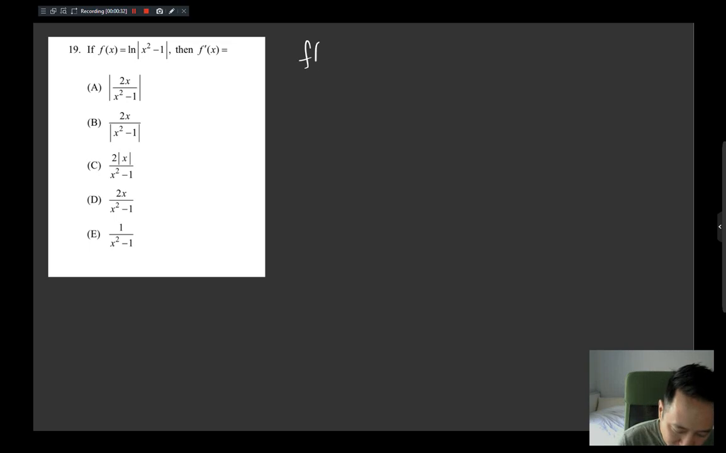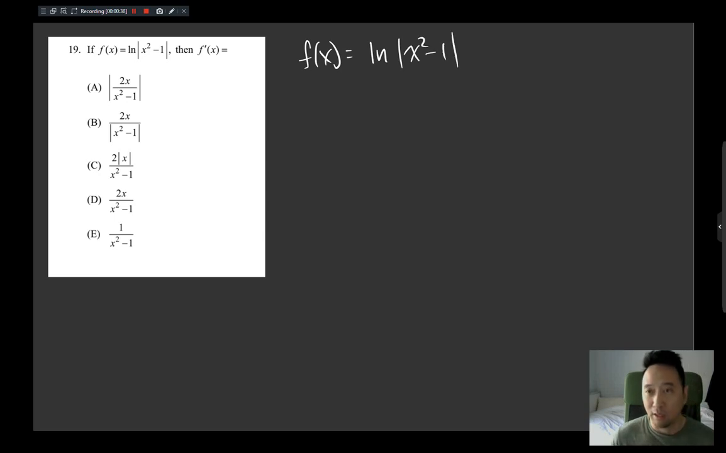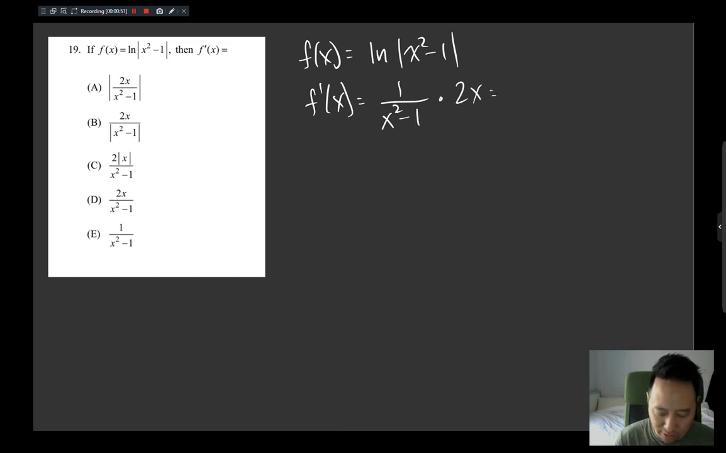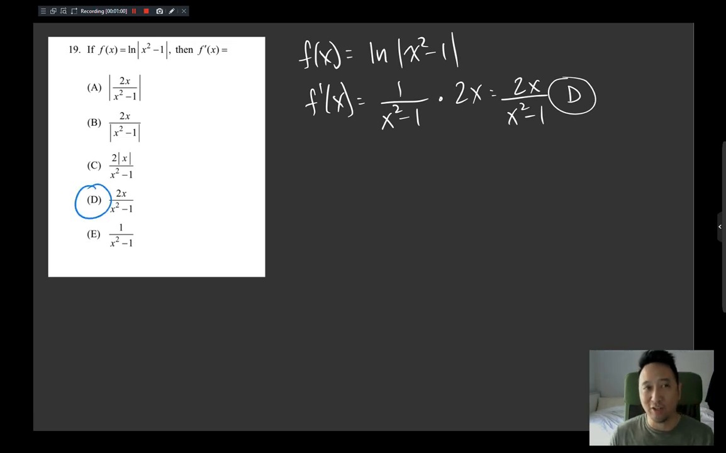But let's say you just went ahead and said, okay, f of x equals natural log absolute value of x squared minus 1. I'm going to ignore the absolute value and just take the derivative straight up. Natural log derivative, you get 1 over the inside times the derivative of the inside. You get 2x over x squared minus 1. Look at the answers. Oh, cool. Answer D, you're actually going to get it right because it is letter D.